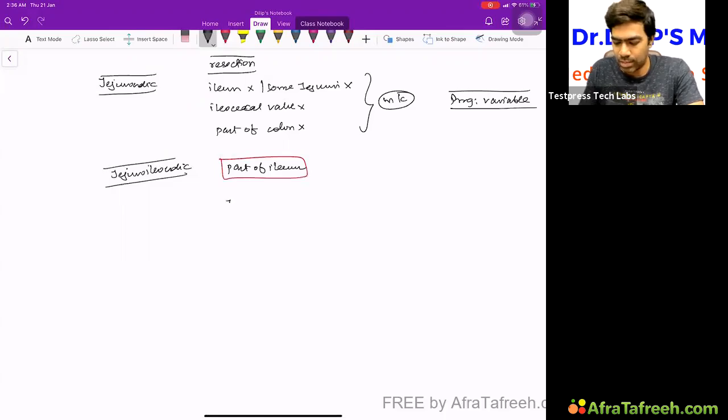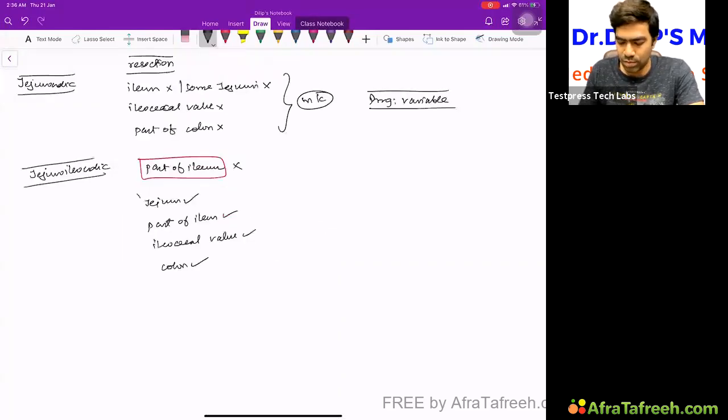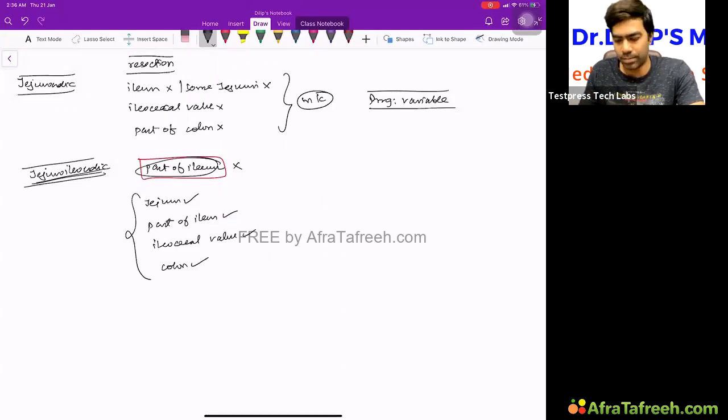So what are the things that are remaining? Jejunum is remaining. Part of ileum is remaining. Then the ileocecal valve is also remaining, and the entire colon is there. Which means most of the portions of intestine are left. Only a part of ileum is resected here. That's why it's called a jejuno-ileocolic.